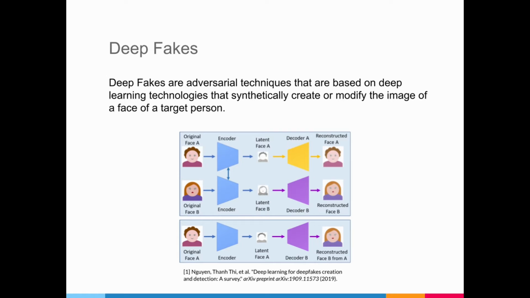So the type of adversarial attack that I've been researching this semester is the attacks that are under the deepfakes umbrella. So a deepfake is any kind of adversarial technique that is based on some deep learning technology with the purpose of synthetically creating or modifying an image of the face of a target person. Now, what we mean by that is where you use deep learning to, in some way or form, take the face of one person and implant it into the body of another person.